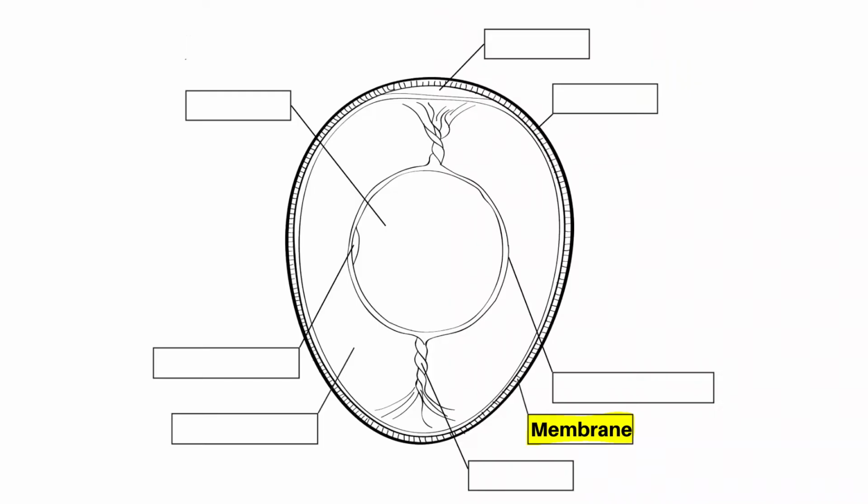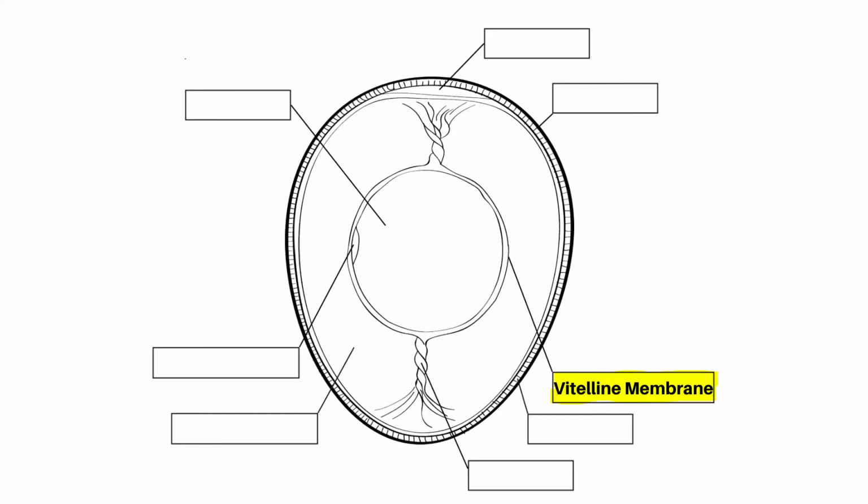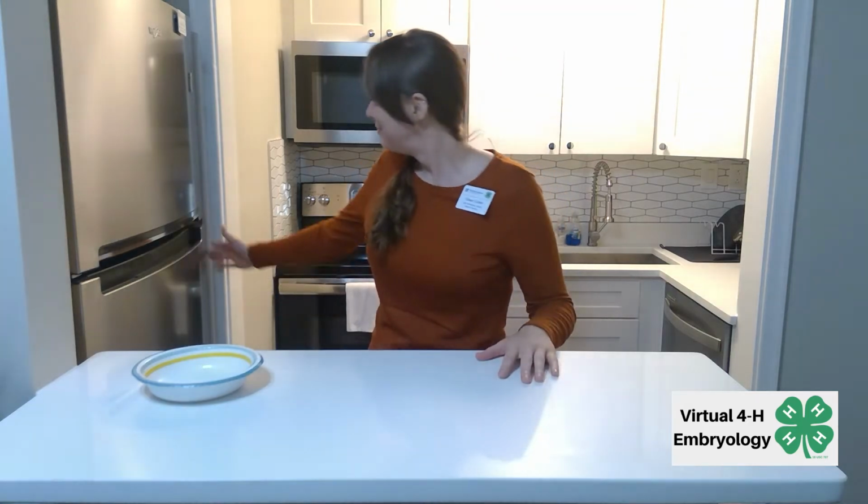The next word we're going to talk about is the membrane. The membrane surrounds the inside of the shell, and it comes between the shell and the albumin. Now there's another type of membrane that we'll talk about. It's called the vitelline membrane, and this membrane surrounds the yolk and holds the yolk in place. So now we're actually going to crack open an egg and see if we can identify some of these parts inside.